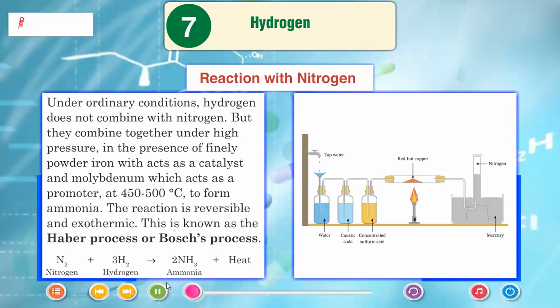Reaction with nitrogen. Under ordinary conditions, hydrogen does not combine with nitrogen, but they combine together under high pressure in the presence of finely powdered iron, which acts as a catalyst, and molybdenum, which acts as a promoter, at 450 to 500 degrees centigrade to form ammonia. The reaction is reversible and exothermic. This is known as the Haber process or Bosch's process. N2 nitrogen plus 3H2 hydrogen is 2NH3 ammonia plus heat.